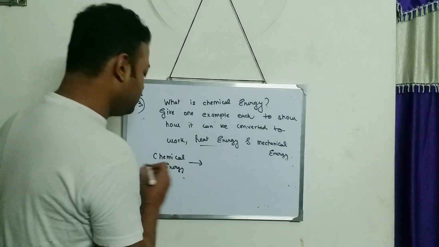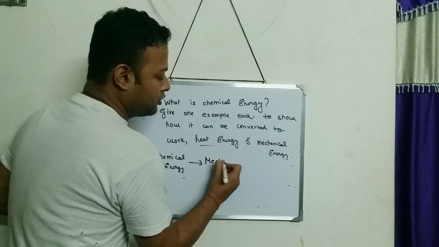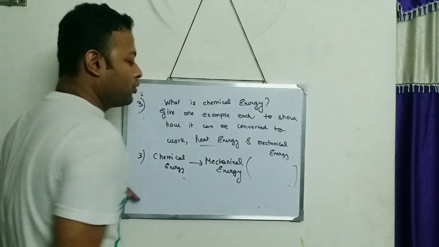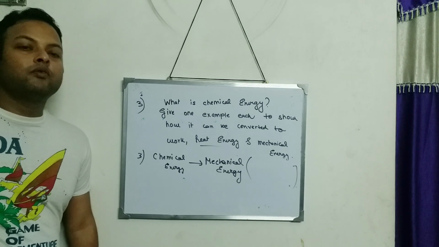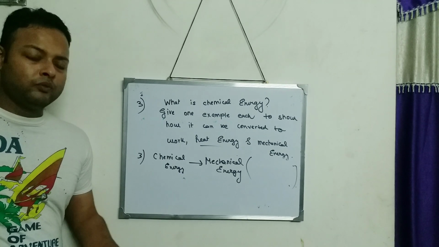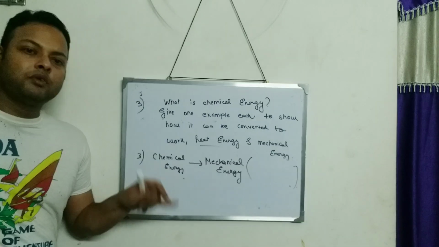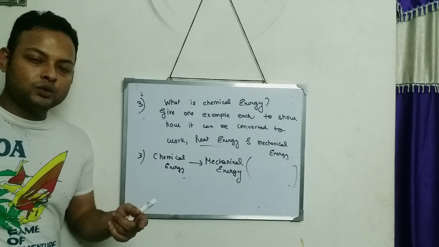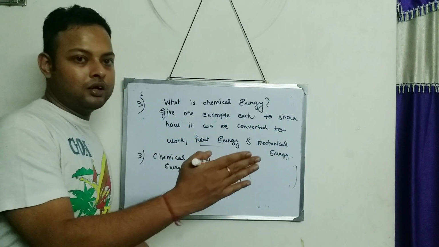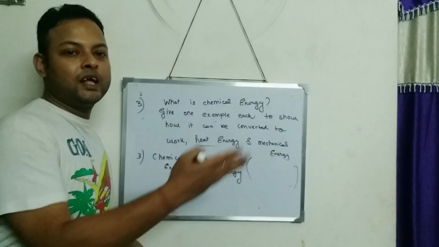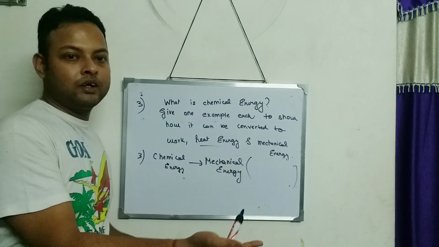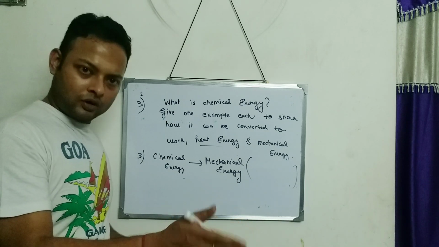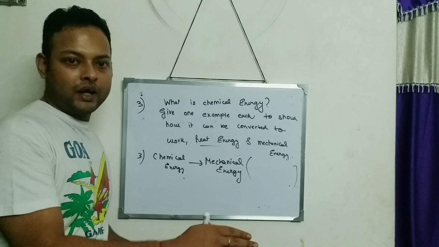Chemical energy is converted into mechanical energy. Give one example to show chemical energy gets converted into mechanical energy. Simple. When we burn the petrol, the chemical energy of the petrol first burns into heat energy, and that heat energy drives the vehicle forward. So if it's moving, it makes the vehicle move. Then what energy is there inside the vehicle? Mechanical energy. I can say kinetic energy. So the kinetic energy is actually a kind of mechanical energy.